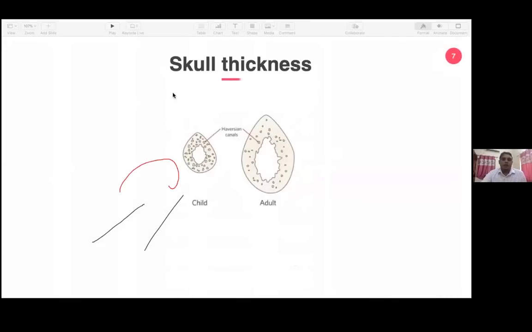Now, a word about the skull thickness here. We do most of the cochlear implantation procedures in a pediatric age group where the skull size is less, the skull thickness is less, and it is very, very vascular. The Haversian canal systems are very dense in a pediatric population as compared to the adult population. The marrow bone is more in the pediatric population as compared to the adult bone.